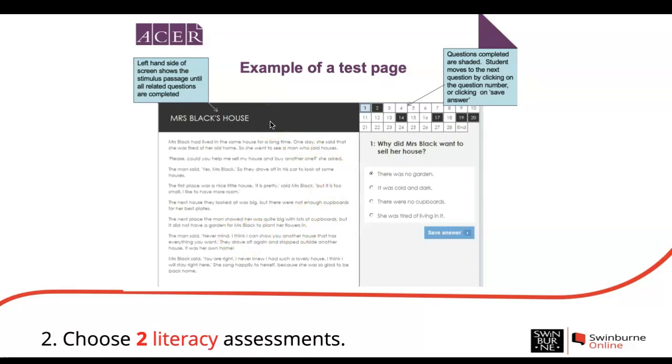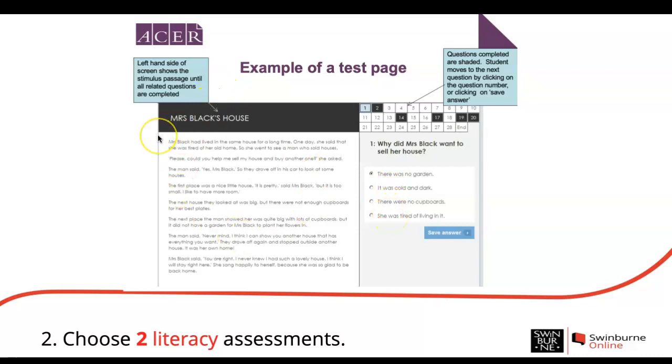There are hard copies, but you can also do it online. This is a little example that I got from ASA that shows you a passage of reading, and then it's got Mrs. Black's house. Why did Mrs. Black want to sell her house? There was no garden, it was cold and dark, there were no cupboards, she was tired of living in it.